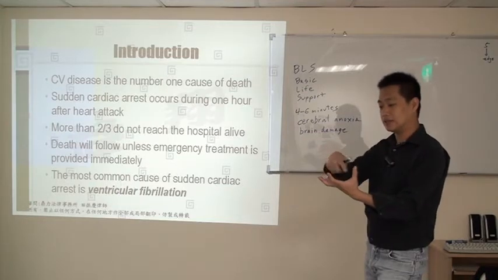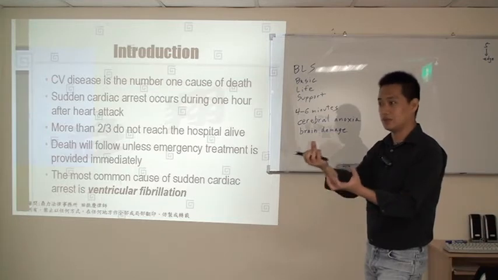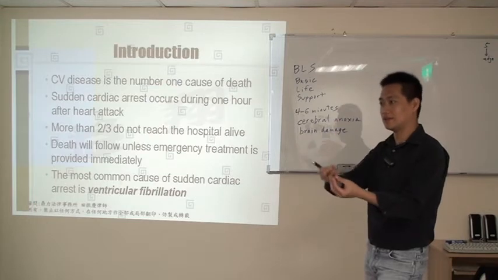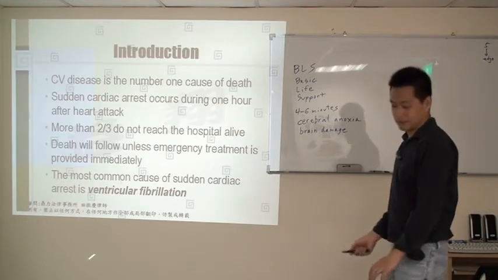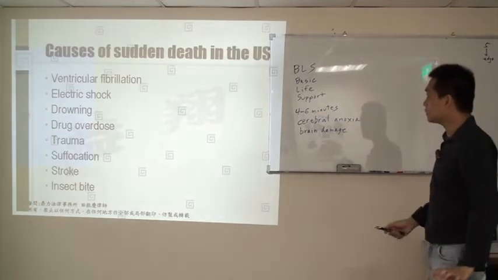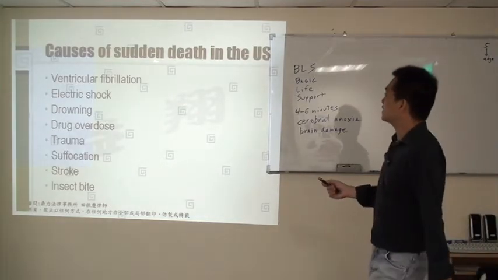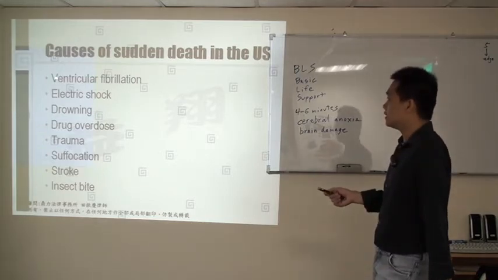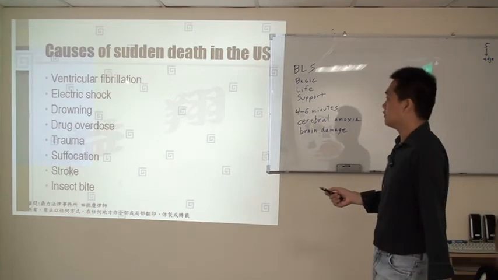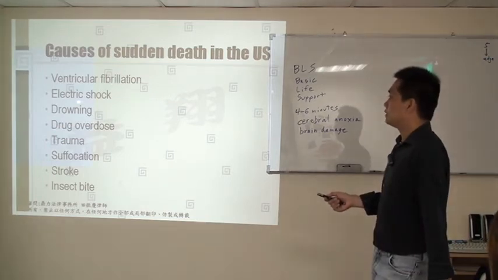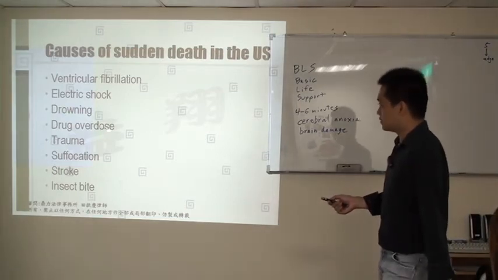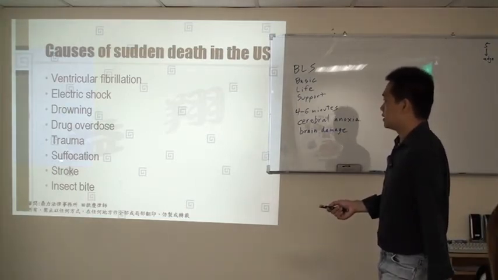So what happens with that? The blood will stay there, and then you will form a clot, right? And then the clot can travel to the brain or to the heart. So remember that, the most common cause is your ventricular fibrillation. Look at this. These are the causes of sudden death in the United States. Number 1, keep that in mind, it's a heart problem, so ventricular fibrillation. Number 2 will be your electric shock. Drowning, drug overdose, trauma, suffocation.